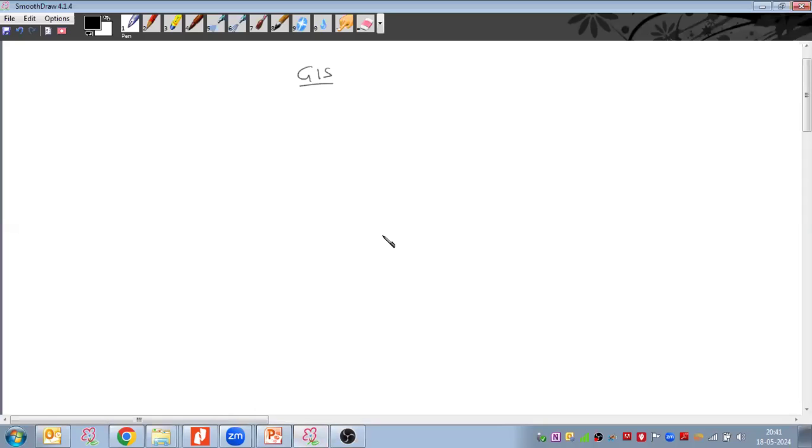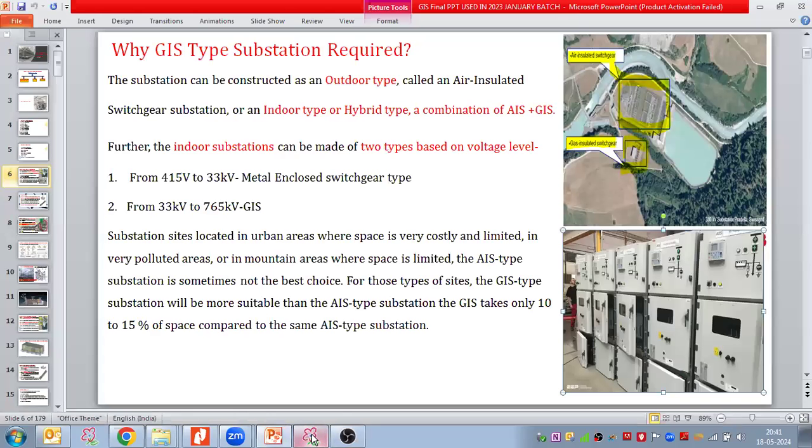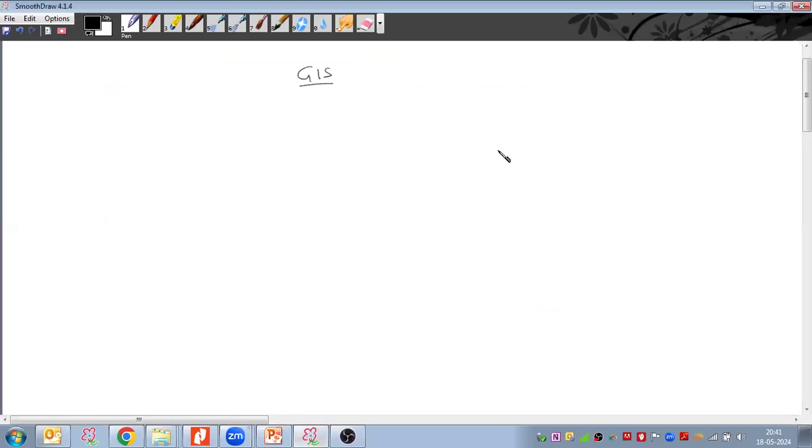So what we discussed, we'll go with these presentations, along with that, the major points we will also note down. Here we discussed that substations we can construct in three parts. It could be a conventional AIS or outdoor substation, we can write it. Outdoor we can write it, and then the indoor type.